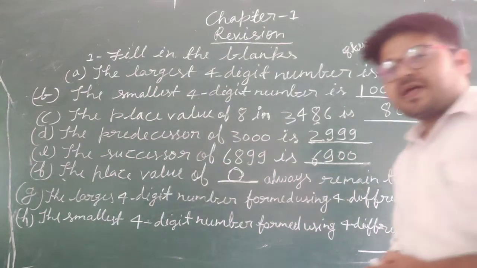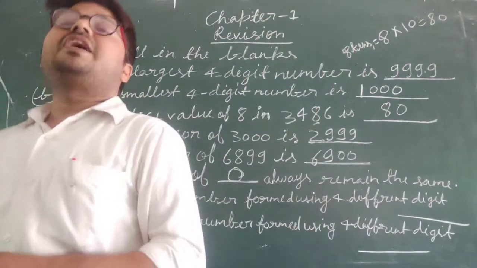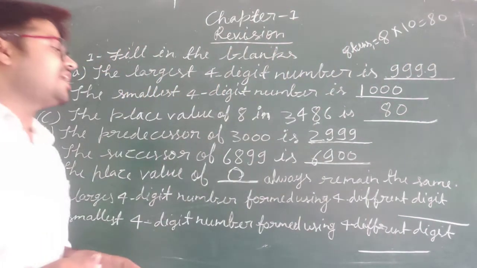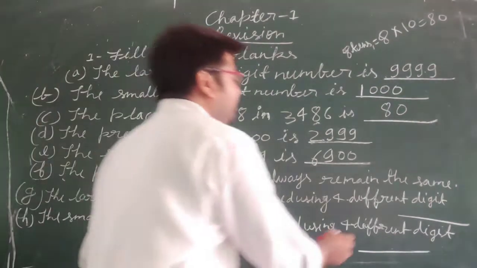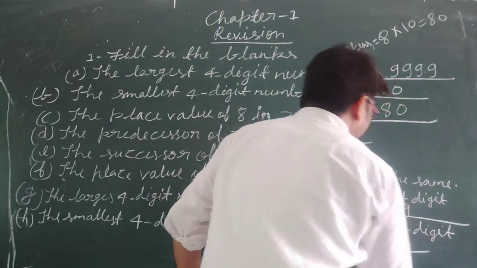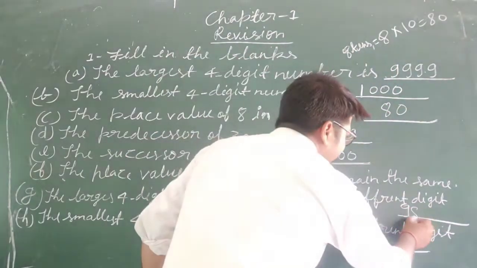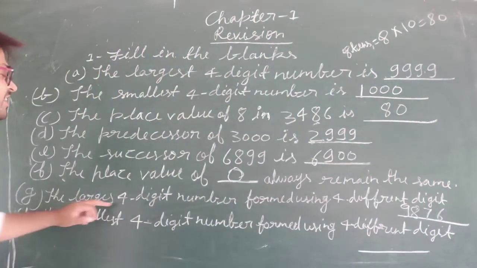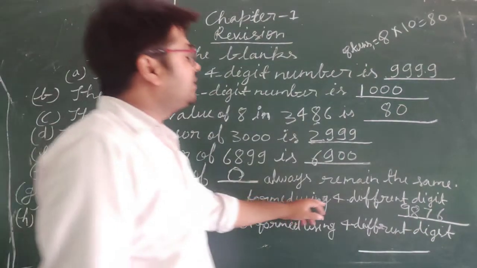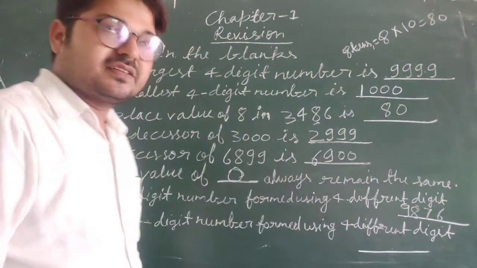The largest 4-digit number formed using 4 different digits. So I have already told you that when you write the largest number, you will start from 9. Then 8, 7, 6. So this is the largest 4-digit number formed using 4 different digits.